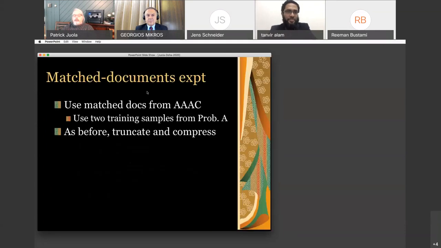So I went back and did a matched documents experiment using documents from the AAAC. I used training samples from problem A in addition to the testing document I had looked at. So now I've got three documents by each author. One of them has been translated into Arabic. That's my Arabic source. And then I've got two independent and unrelated English documents that I'm using as my English sources. Hopefully everyone's clear on that.